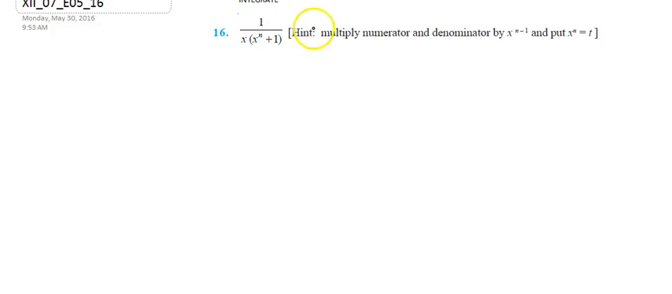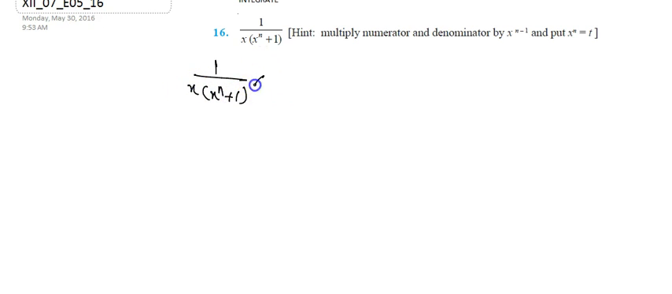This is a very popular question of class 12th, and it is also very useful. The concept involved in this question is very useful for the JEE Mains purpose. So in this question we see that 1 by x power n plus 1.